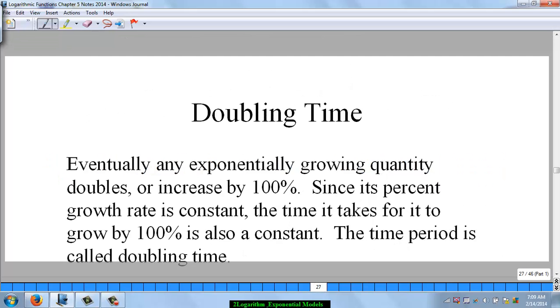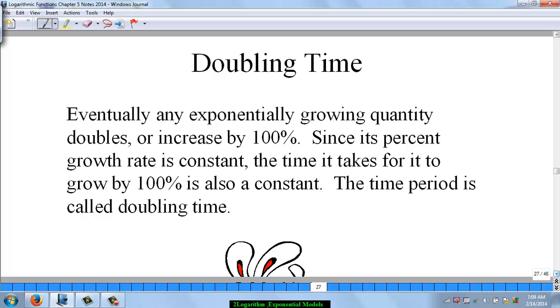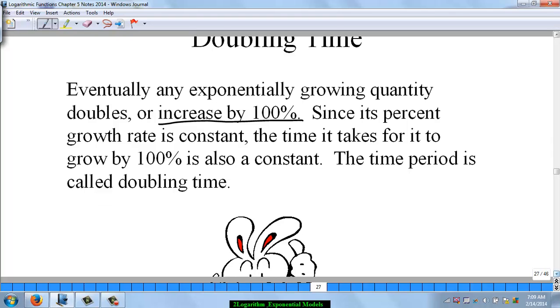All right, now we're going to talk more about doubling time, and we're going to spend more time on this in class and practice it more, but I want to give you a basis. Eventually, anything growing exponentially will double or increase by 100%. That's what doubling is. Since its percent growth rate is constant, the time it takes for it to grow by 100% is also a constant, and the time period is called doubling time.